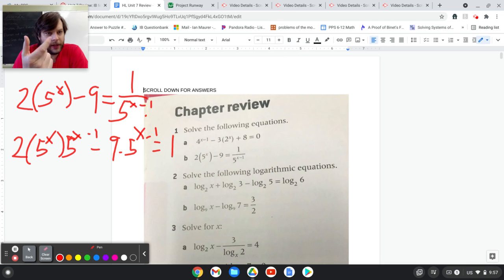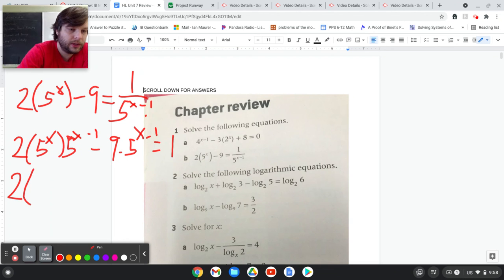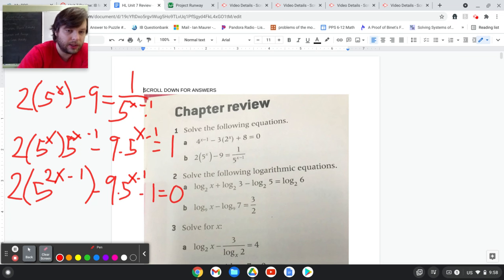Okay, when you multiply two exponents, what do you do? You add the powers there. So we have 2 times 5 to the 2x minus 1 minus 9 times 5 to the x minus 1. I'm going to go ahead and move the 1 over here as well. Minus 1 equals 0.